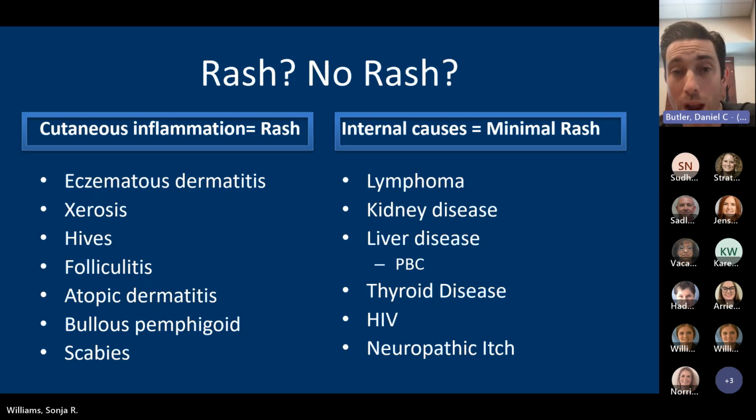But if there's no rash, then we start to think about nerves or primary keratinocyte activation as the main drivers. Things like lymphomas, kidney disease, liver disease, thyroid disease, or other inciting features. And the most common one that we often see is neuropathic itch, which is a completely black hole as far as treatment goes. But you can start to think about it as a contributing or driving etiology if you look at a patient who's itching and they don't have a rash. Next slide.